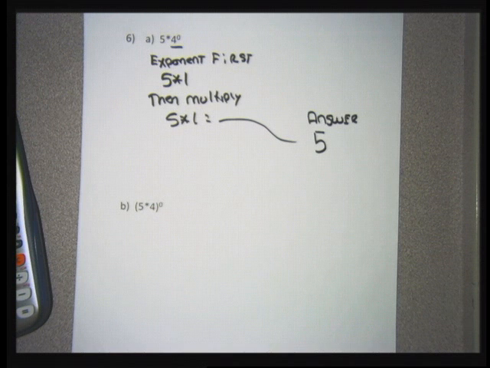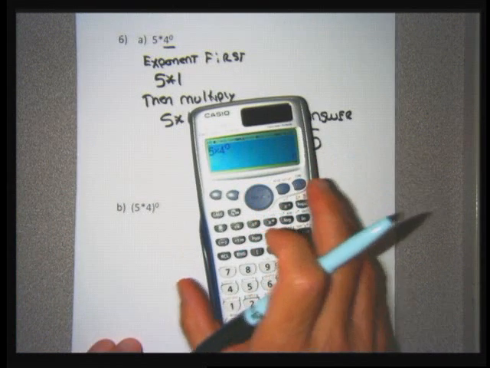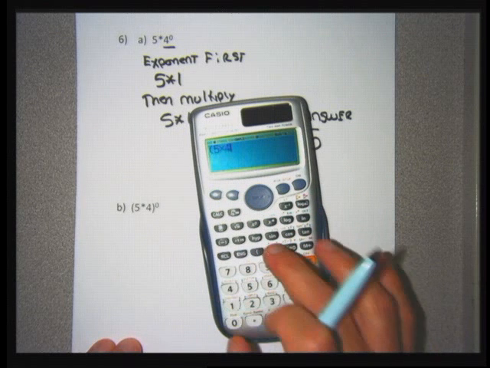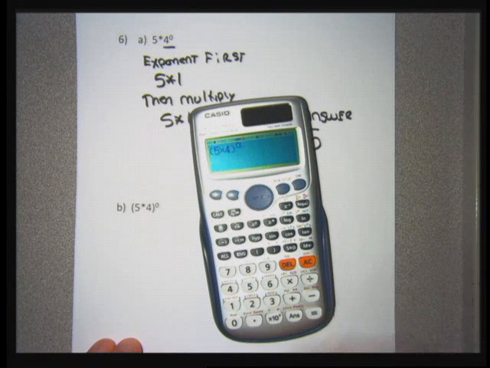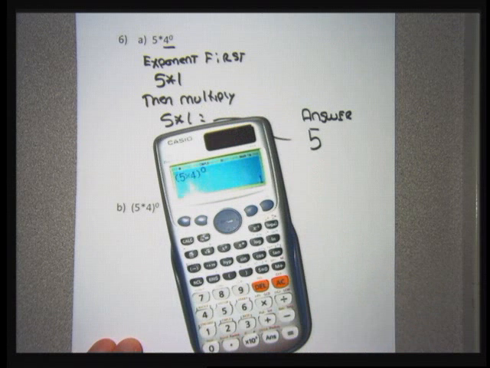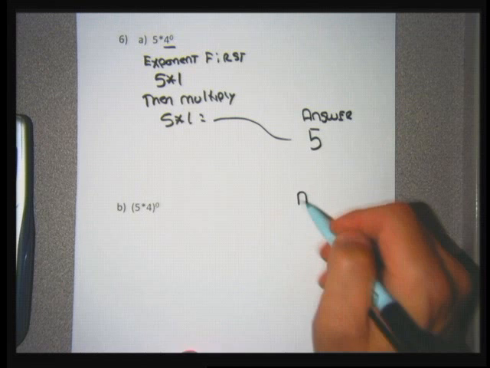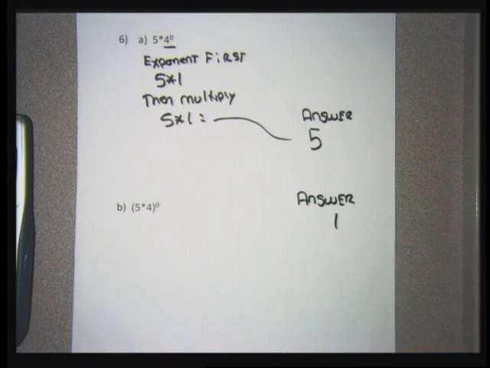6b hardly looks different than 6a, but it certainly is a lot different than 6a. When I go to do 6b, if I break my calculator out, I'll go parentheses, 5 times 4, parentheses, exponent 0 power, and my calculator tells me that equals 1. So the problem almost looks the same, but now I get 1 as opposed to 5.